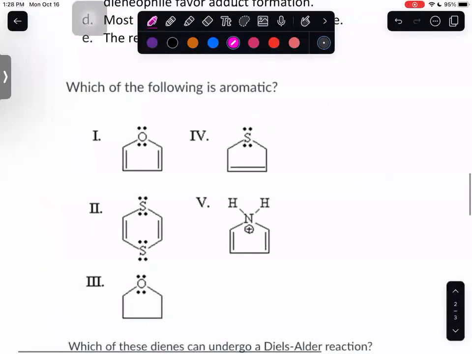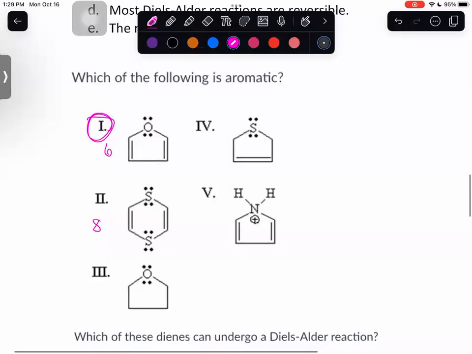Okay, this one. Which one is aromatic? Do you all think it's going to be one? It is going to be one. How many pi electrons do we see in molecule one? Okay, we see 6. So that means that it's following Huckel's rule. So of course it's going to be aromatic. What about molecule 2? How many pi electrons do we see? For molecule 2, I'm pretty sure we have 8 pi electrons.